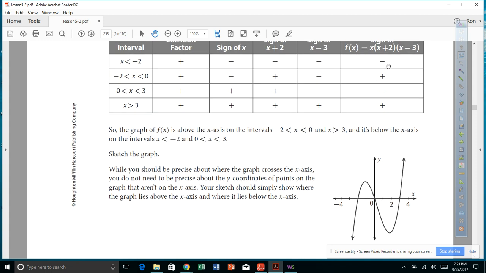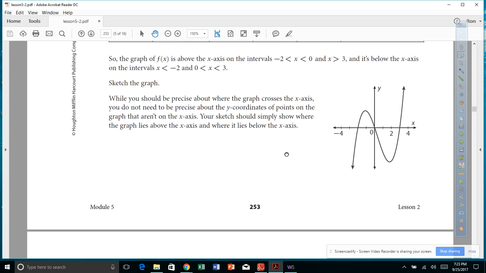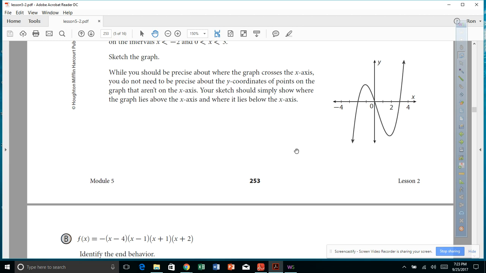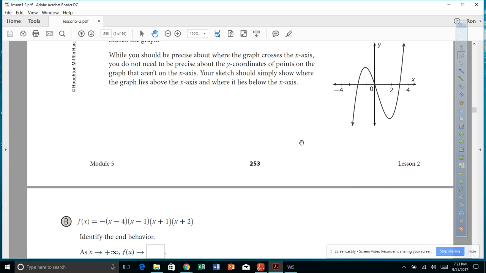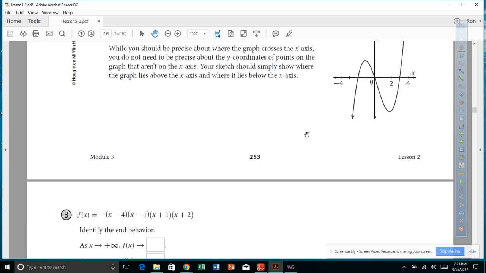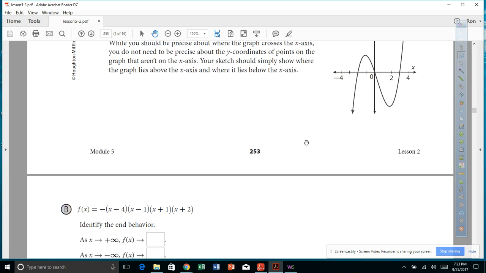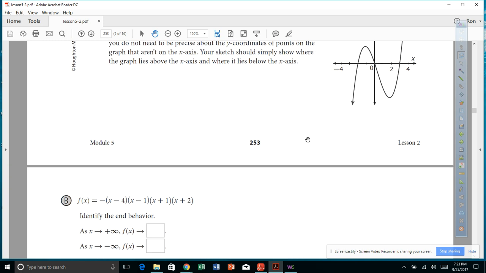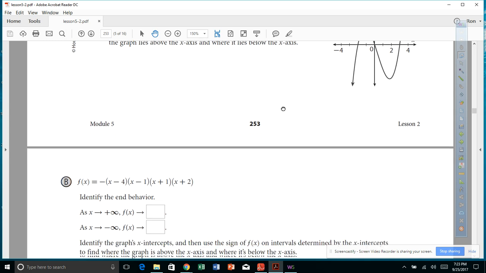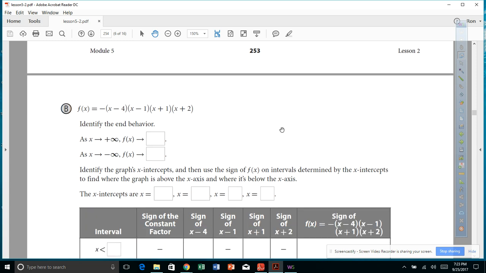Okay, so right here and here, it's below. Right here and here, it's above. Sketch the graph. While you should be precise about where the graph crosses the x-axis, you do not need to be precise about the y-coordinates of points on the graph that aren't on the x-axis. Your sketch should simply show where the graph lies above the x-axis and where it lies below the x-axis.